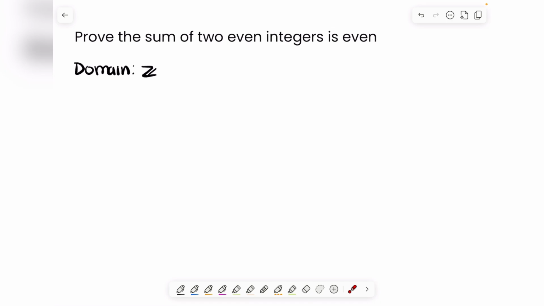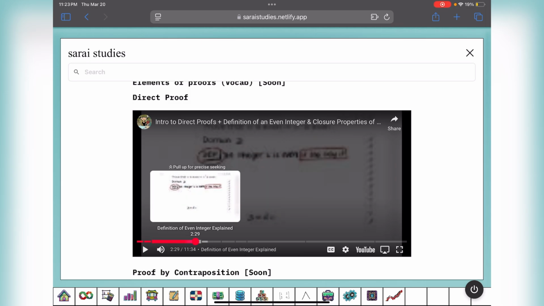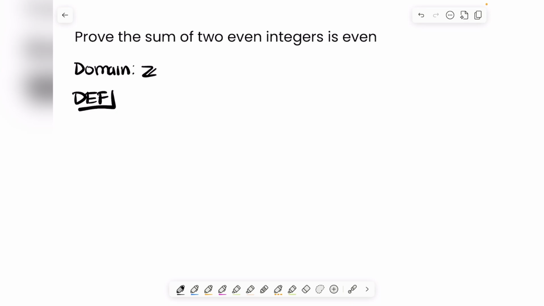What does it mean for integers to be even? I already covered this in the first direct proof video that I did. It's linked in Sarai's studies. You can see a whole section where I explain how to get the formula. So you can watch that if you're interested in learning why the formula is what it is.